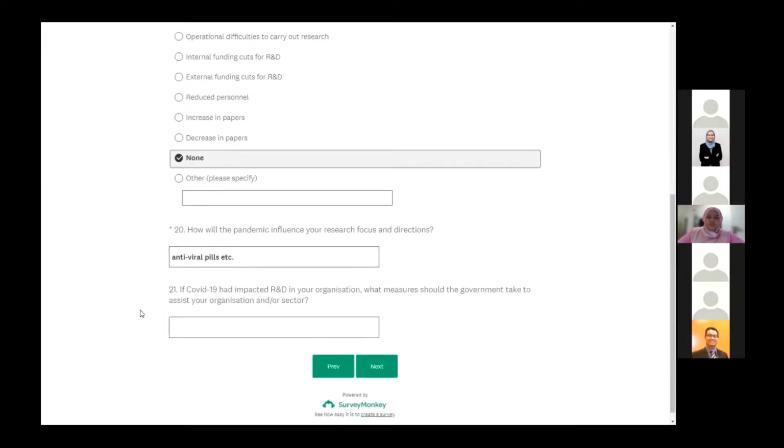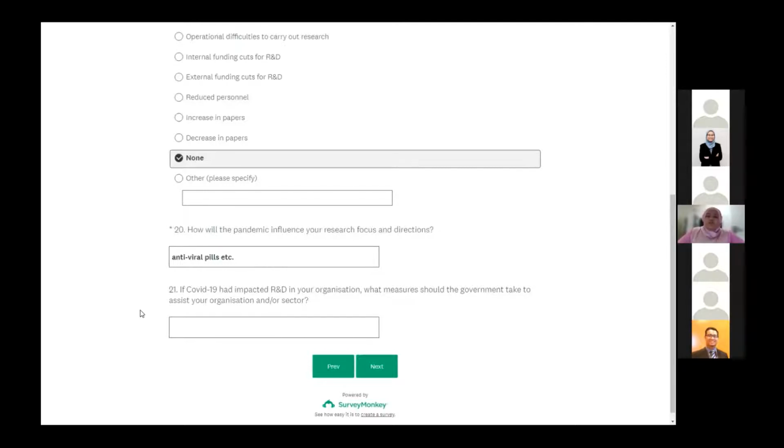For the next question, which is question 20, how will the pandemic influence your research focus and directions? For this, it depends on your company. The example given here were maybe if your company was a pharmaceutical company that used to carry out things about generic medication, maybe because of COVID, there was a shift into antiviral pills for COVID.